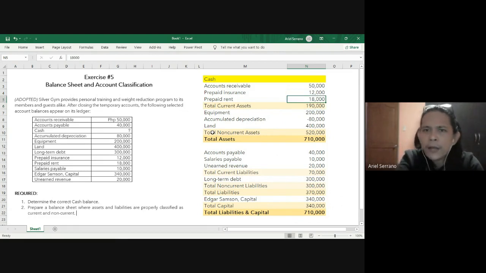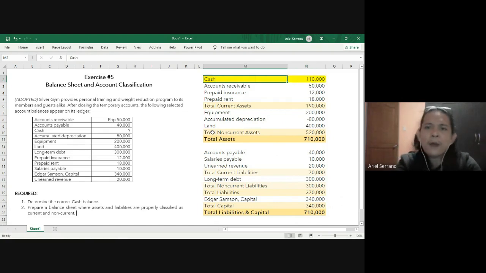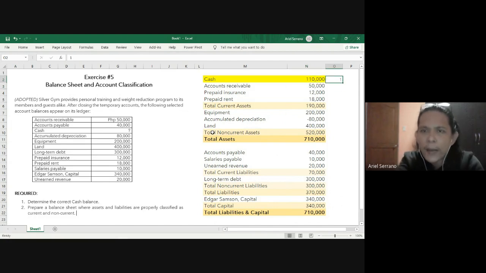But your accounts receivable, prepaid insurance and prepaid rent are already given. So to determine the cash account, we have to subtract from the total current assets your accounts receivable, your prepaid rent, and your prepaid insurance. And we will get your cash account amounting to 110,000 pesos. This will be your answer for question number 1.